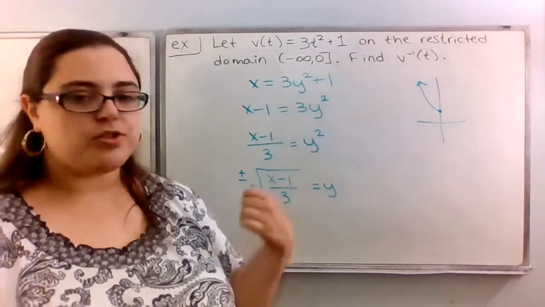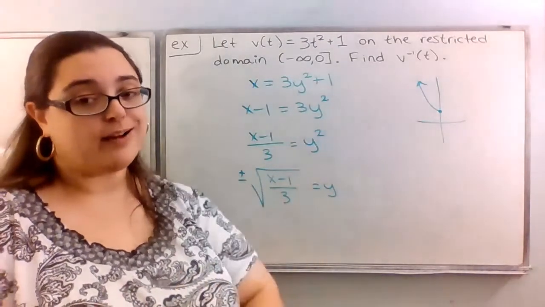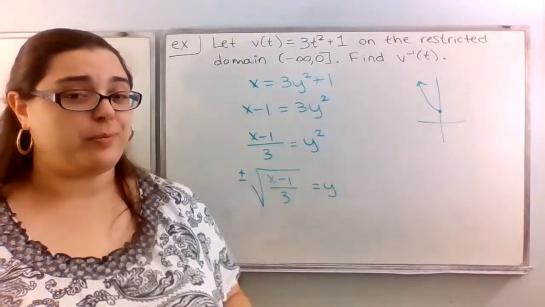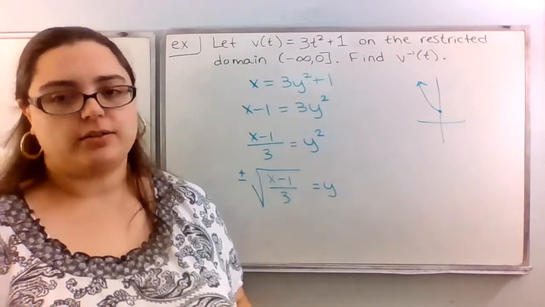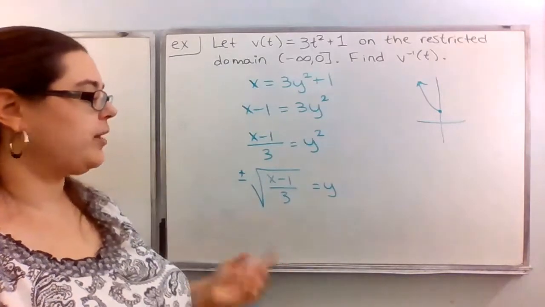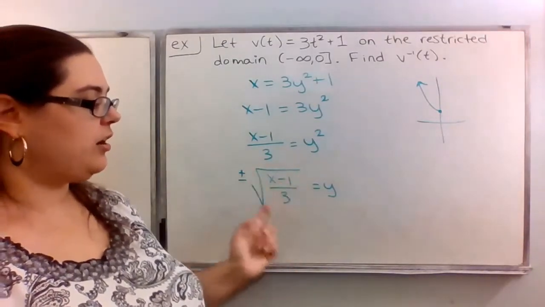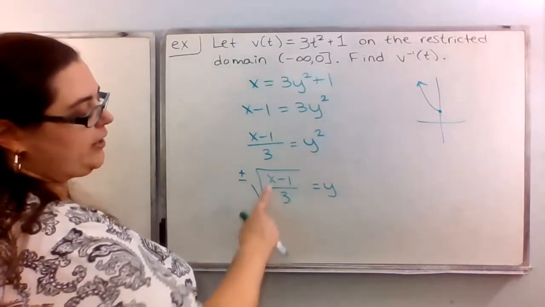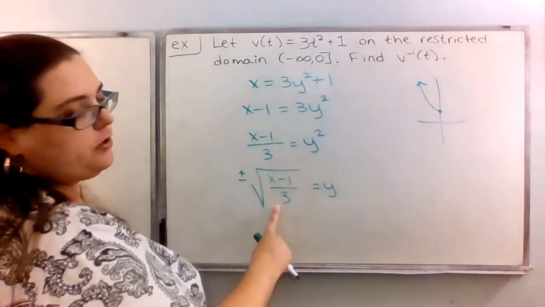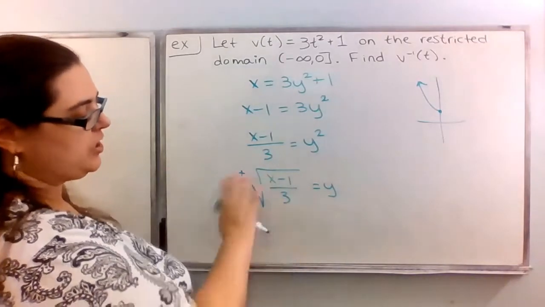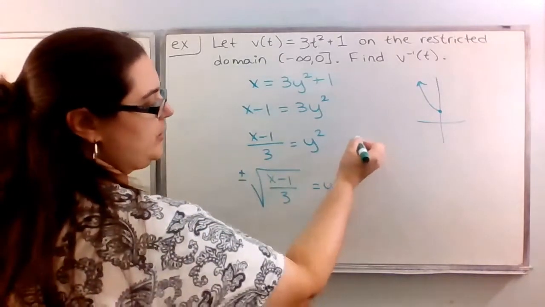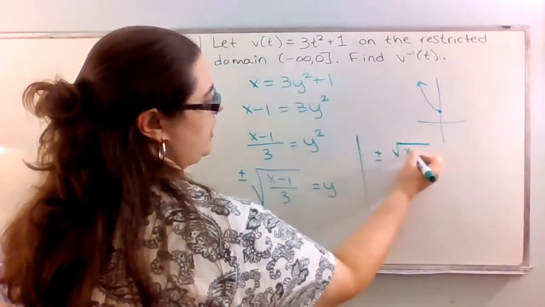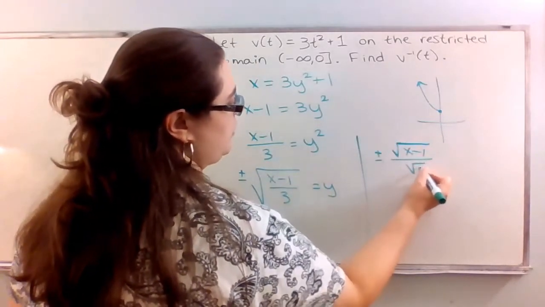Now, I want to simplify this radical. So a radical is considered in simplest form if there's no fraction under the radical and there's no radicals in the denominators. So right now we have a fraction in the radical, so we want to simplify that. So I can rewrite this as the square root of the top over the square root of the bottom. I'm just going to keep that plus minus off on the side here. So we have plus minus the square root of x minus 1 over the square root of 3.